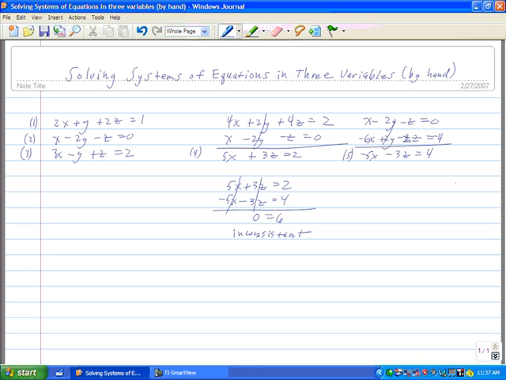Now, another thing that can happen is if instead of reaching a false statement like this, you were to reach, say, a true statement, like 0 equals 0, or 6 equals 6. In other words, another situation where the variables disappear, but this time a correct statement is left behind, then that is known as a dependent system. So this is basically everything that can happen as you try to solve a system of equations in three variables by hand.